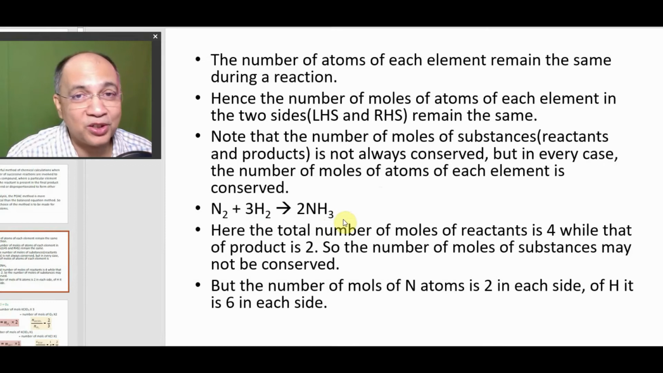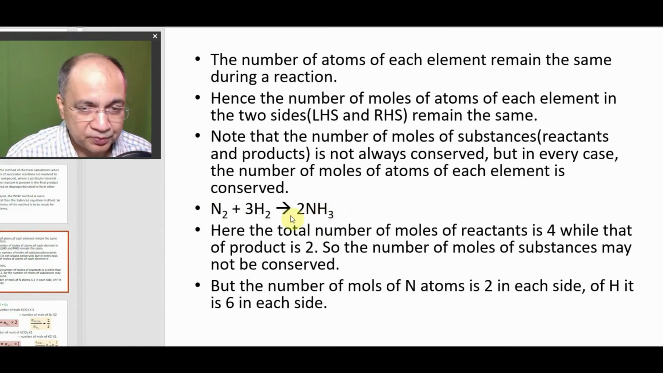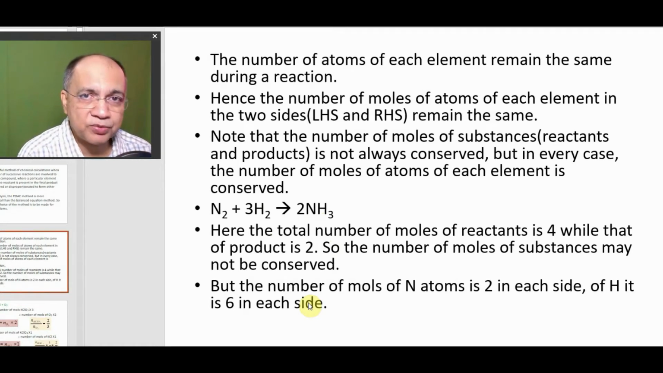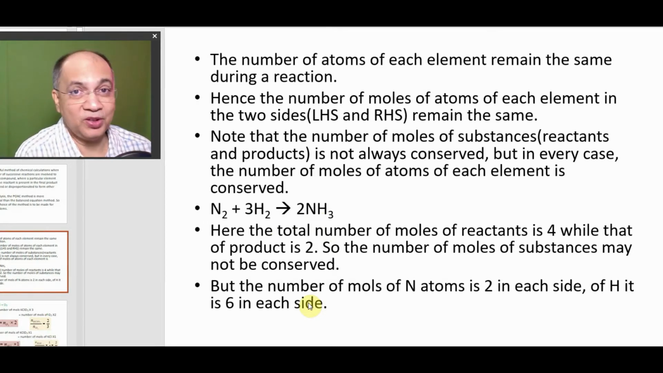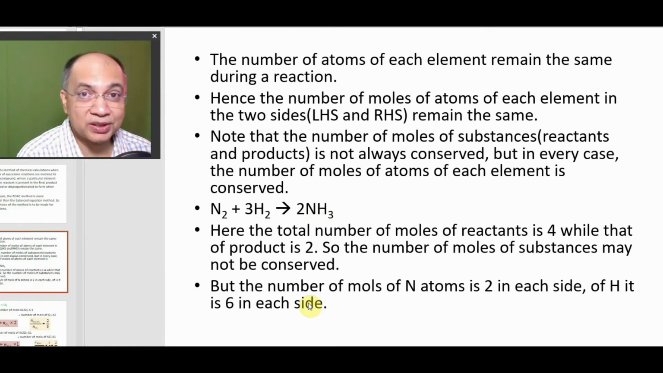So there is no conservation of the number of moles of the substances, reactants and products. But if you look at the individual elements, there are 2 moles of nitrogen atoms here, 2 moles of nitrogen atoms here, 6 moles of hydrogen atoms here, 6 moles of hydrogen atoms there. So always in a reaction, the number of moles of atoms of each element is conserved, but not necessarily the number of moles of the reactants and products. By chance it may, but in most cases it doesn't.